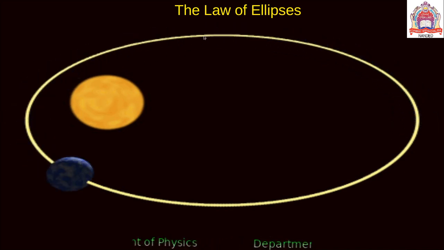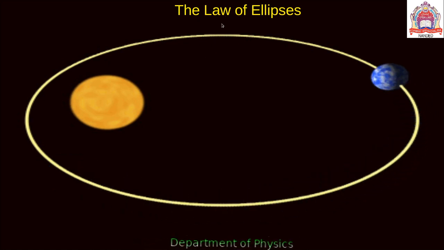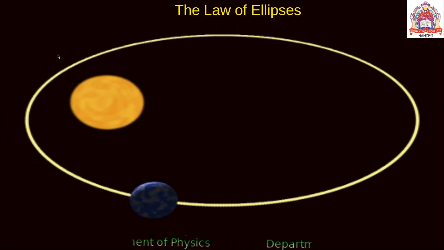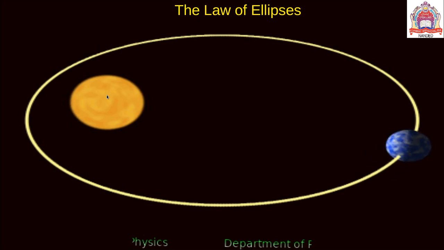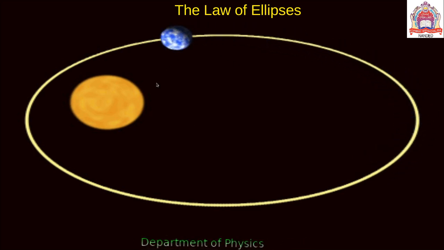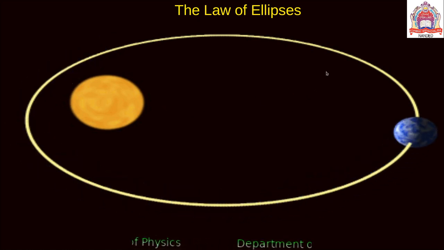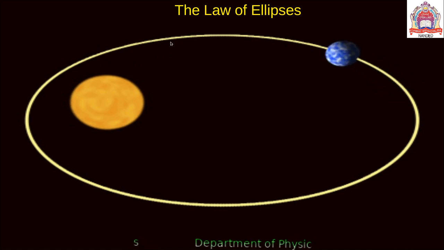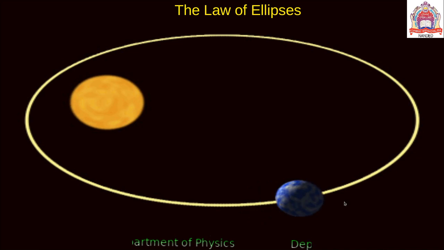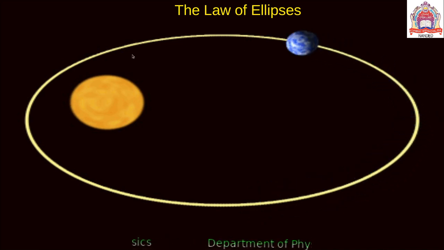Here one more thing to observe carefully. Suppose we take two sections. In this section, when the planet is close to the sun, it moves faster, and when the planet is at the farthest position, it moves slower. So when it comes close to the sun, the planet moves fast, and when it is farthest, the planet is in slow motion.